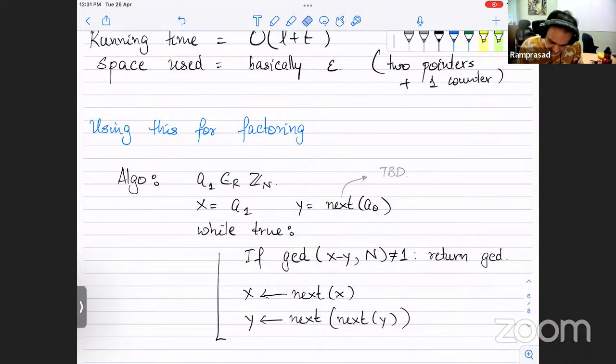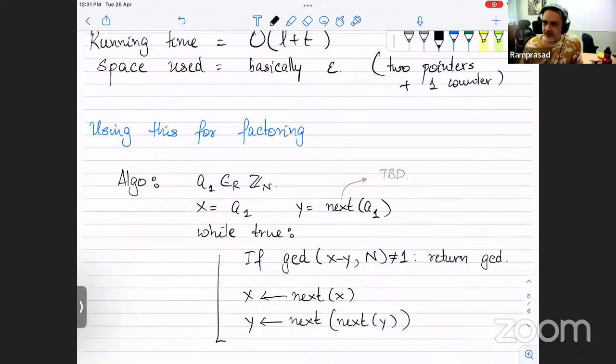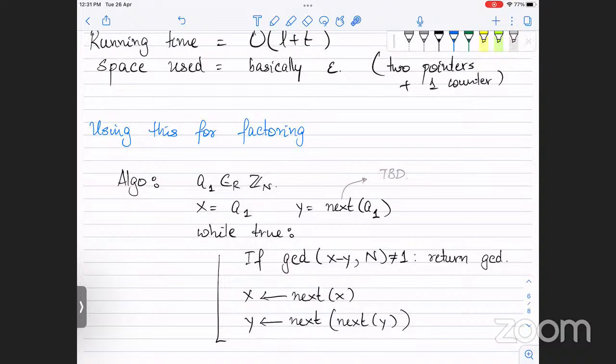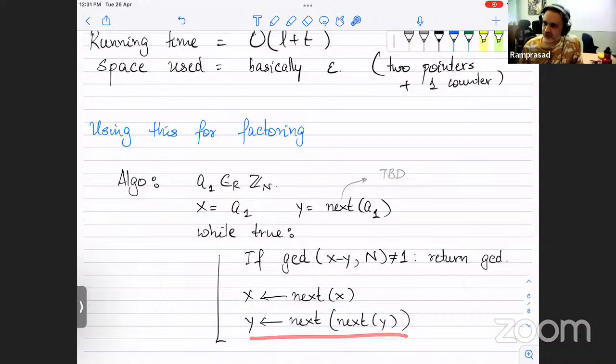Sorry, this should have been A1. The tortoise is at the starting point and the hare is currently 1 step away from the tortoise. The tortoise is going to move 1 step, the hare is going to move 2 steps, and I'm going to keep checking, does X minus Y have a non-trivial factor with N? If it does, I of course return the GCD. If it doesn't, I just keep repeating this. And with this while true, if you haven't found something for too long, you just exit.